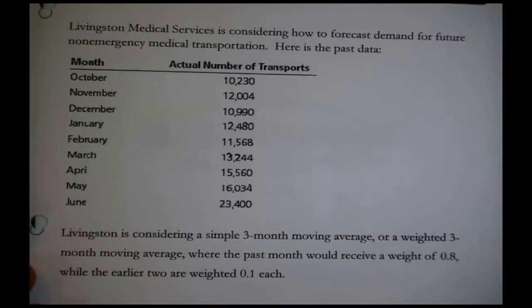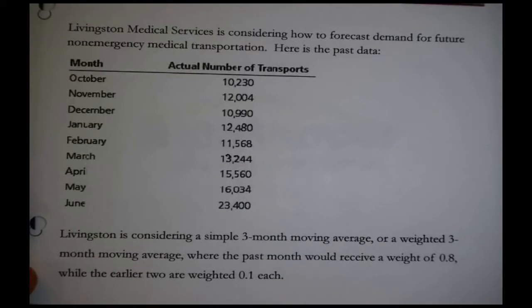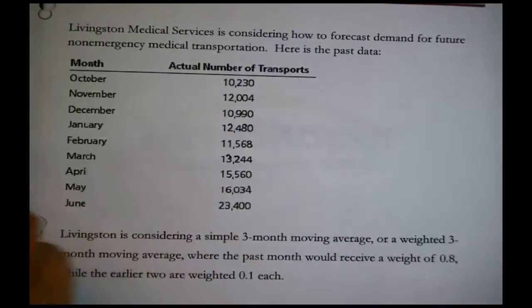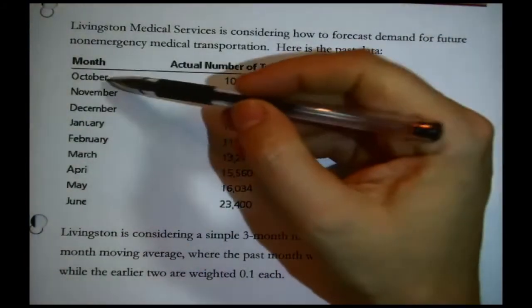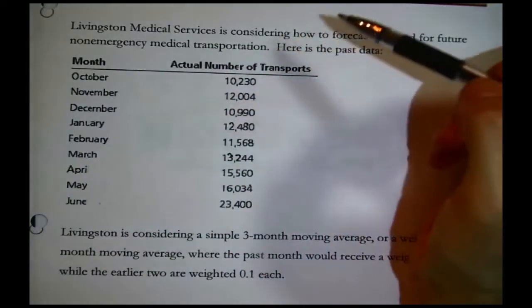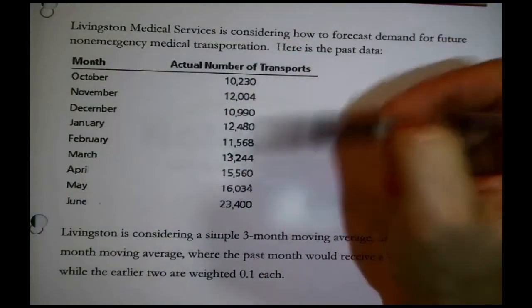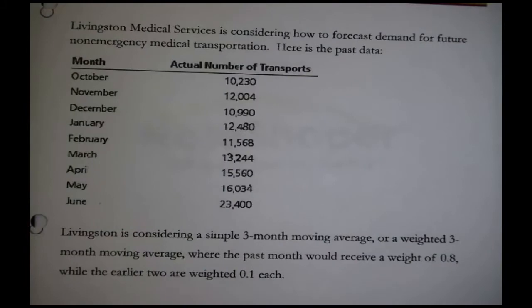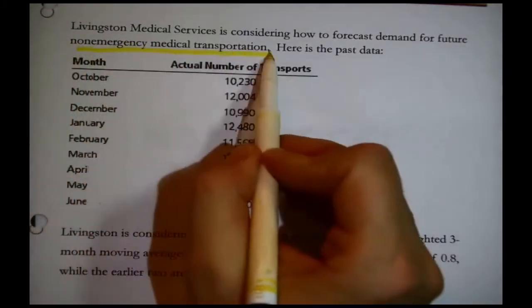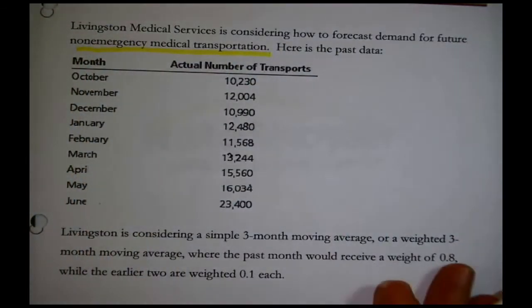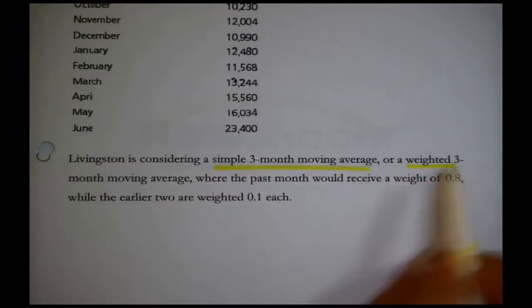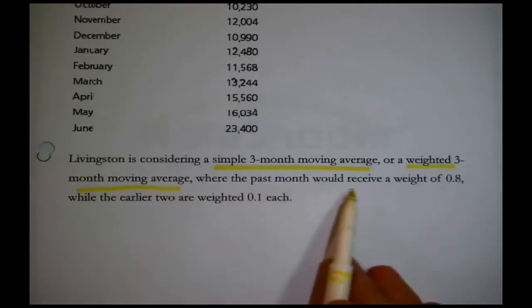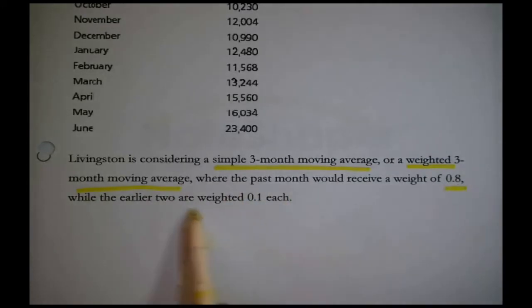Let's look. Livingston Medical Services is considering how to forecast demand for future non-emergency medical transportation. Here is the past data. We have 9 months of past data on the actual number of transports. One assumes these transports refer to the non-emergency medical transportation. Livingston is considering a simple 3-month moving average or a weighted 3-month moving average where the past month would receive a weight of 0.8 and the other 2 months a weight of 0.1.